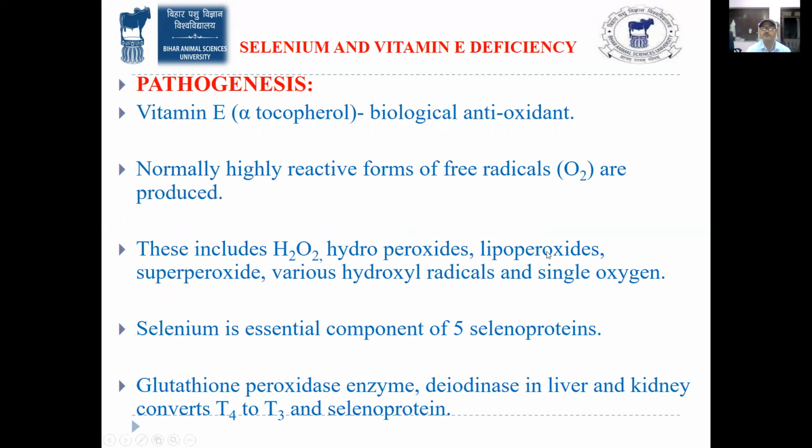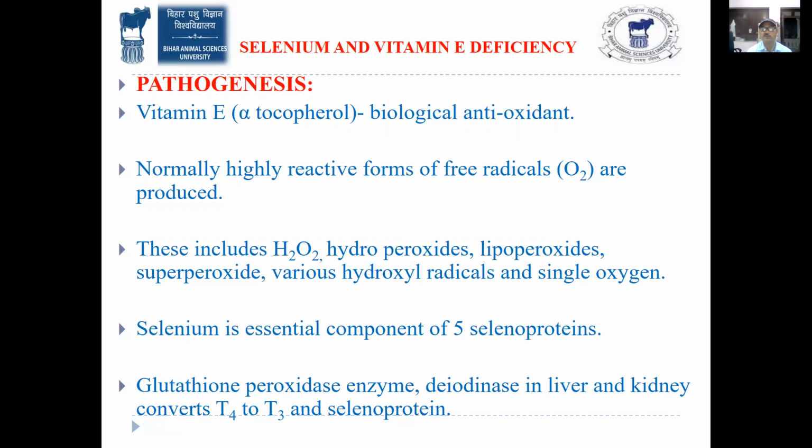In continuation of the pathogenesis of selenium and vitamin E deficiency, vitamin E alpha tocopherol serves as a biological antioxidant. During normal cellular metabolism, highly reactive forms of free radicals, O2 species, are produced. These include H2O2, hydroperoxides, lipoperoxides, superoxides, various hydroxyl radicals, and also singlet oxygen.